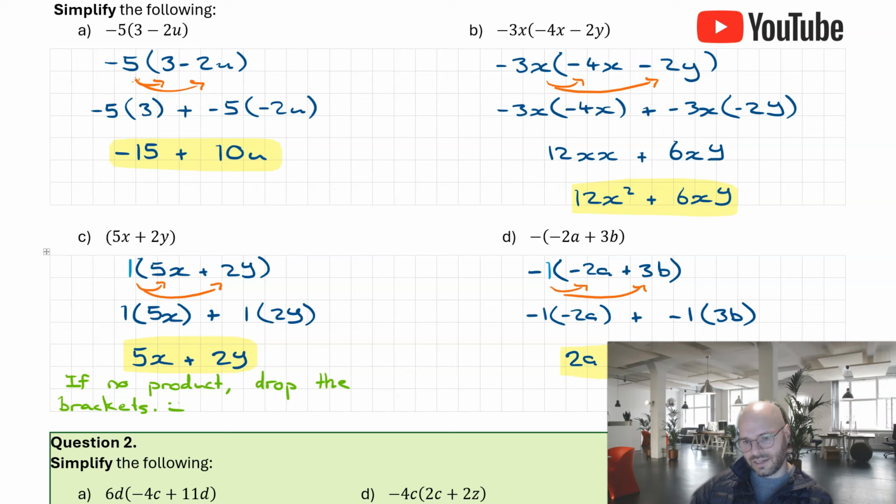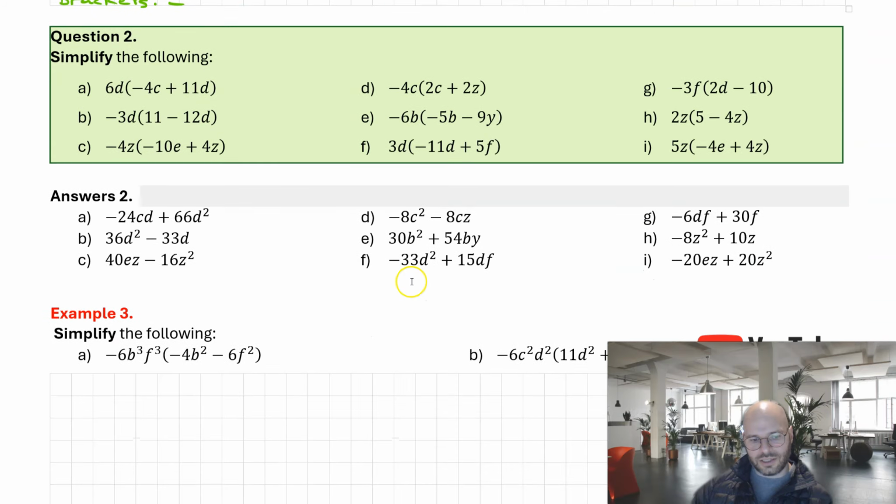So the takeaway here is that when we have a negative outside the bracket, everything gets multiplied by minus 1. When there is nothing outside the bracket, you can just drop the brackets altogether. Alright, something a little bit trickier.